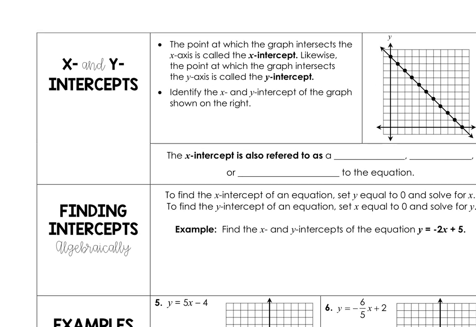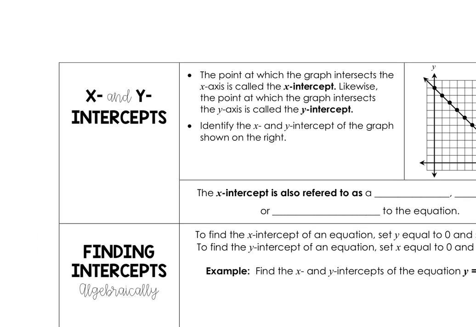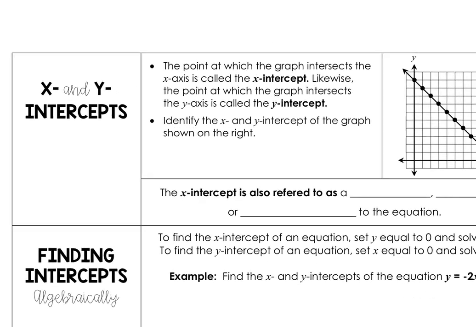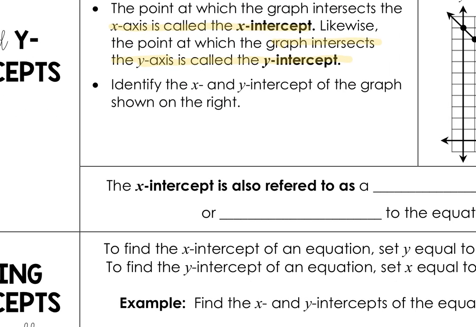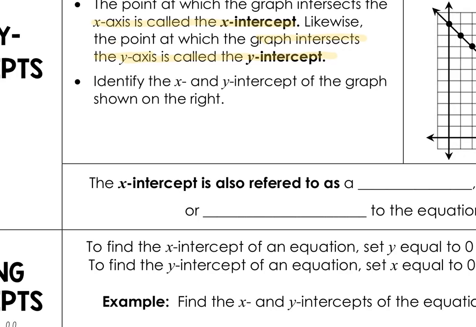Okay. X and Y intercepts. Here we go. The point at which the graph intersects the x-axis is called the x-intercept. Likewise, the point at which the graph intersects the y-axis is called the y-intercept. Okay, identify the x and the y-intercept on the graph on the right.